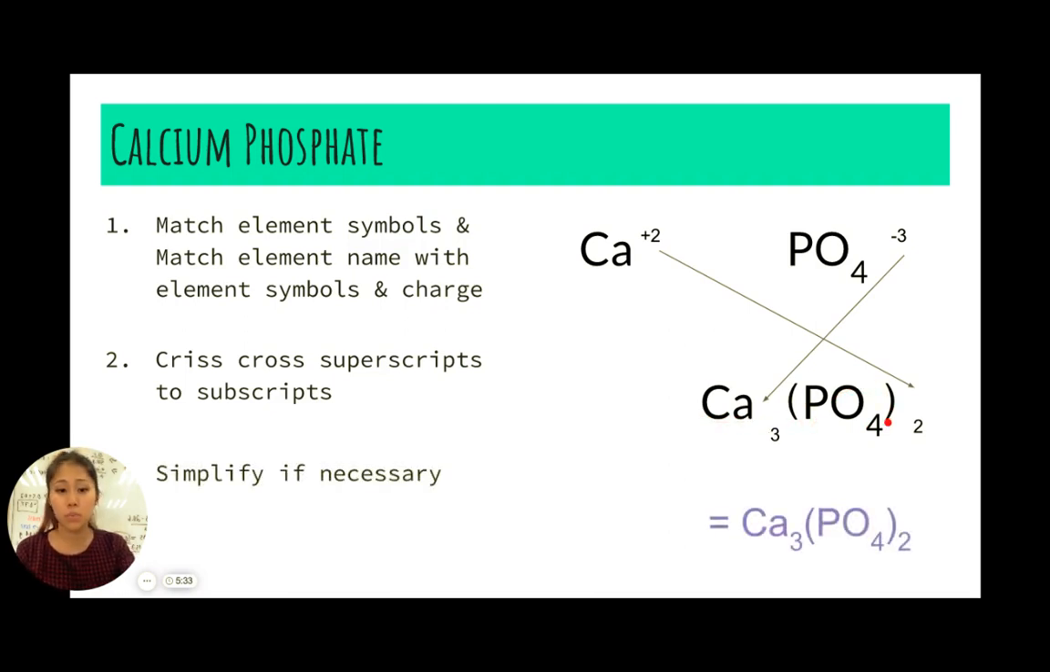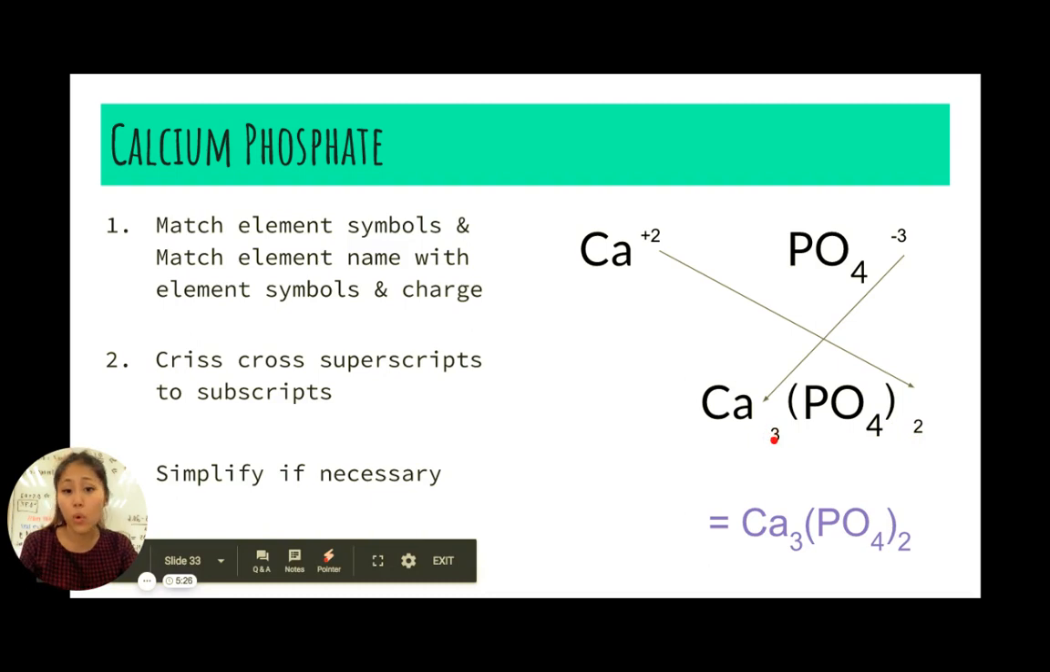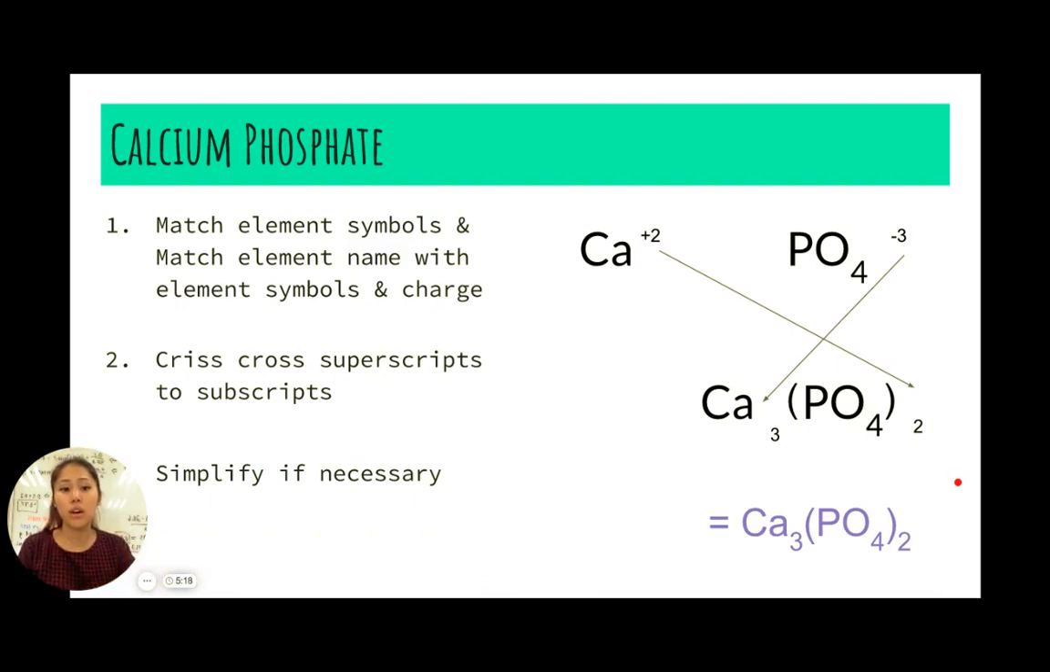And then we see if we need to simplify. In this case, we have 3 calciums and 2 phosphates, and there really is no way to simplify this down into any simpler whole numbers. So you end up with 3 calciums and 2 units of phosphate.